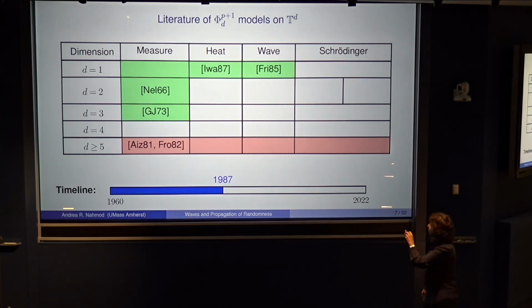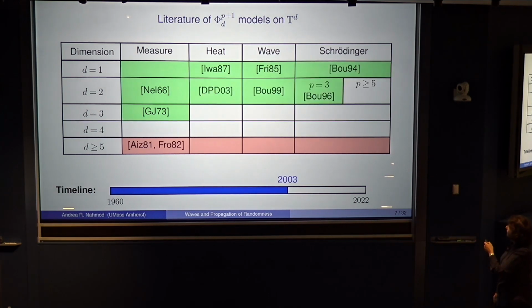Let me continue. So then, in dimension 1, the dynamical questions for the heat and the wave equations are due to Iwata and Friedlander. Okay, and this works for every p. Remember, this is every p odd, p plus 1 even. And then we have, later on, in the 90s, the work of Bourgain, 1D for every p. Okay, this is very hard to use.